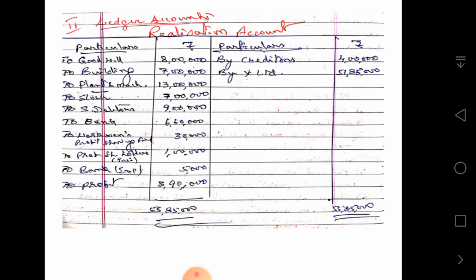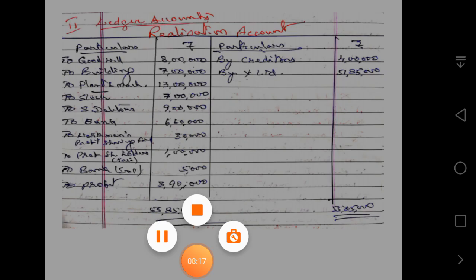Now we shall prepare ledger accounts in the books of the liquidating company. We open the realization account as we did in the case of dissolution of partners. All assets are taken here at book value: goodwill 8 lakh, building 7 lakh, plant and machinery 13 lakh, stock 7 lakh, sundry debtors 9 lakh, bank balance 6 lakh 60,000. Workman's profit sharing fund 30,000 is also taken, because 10% premium is paid.